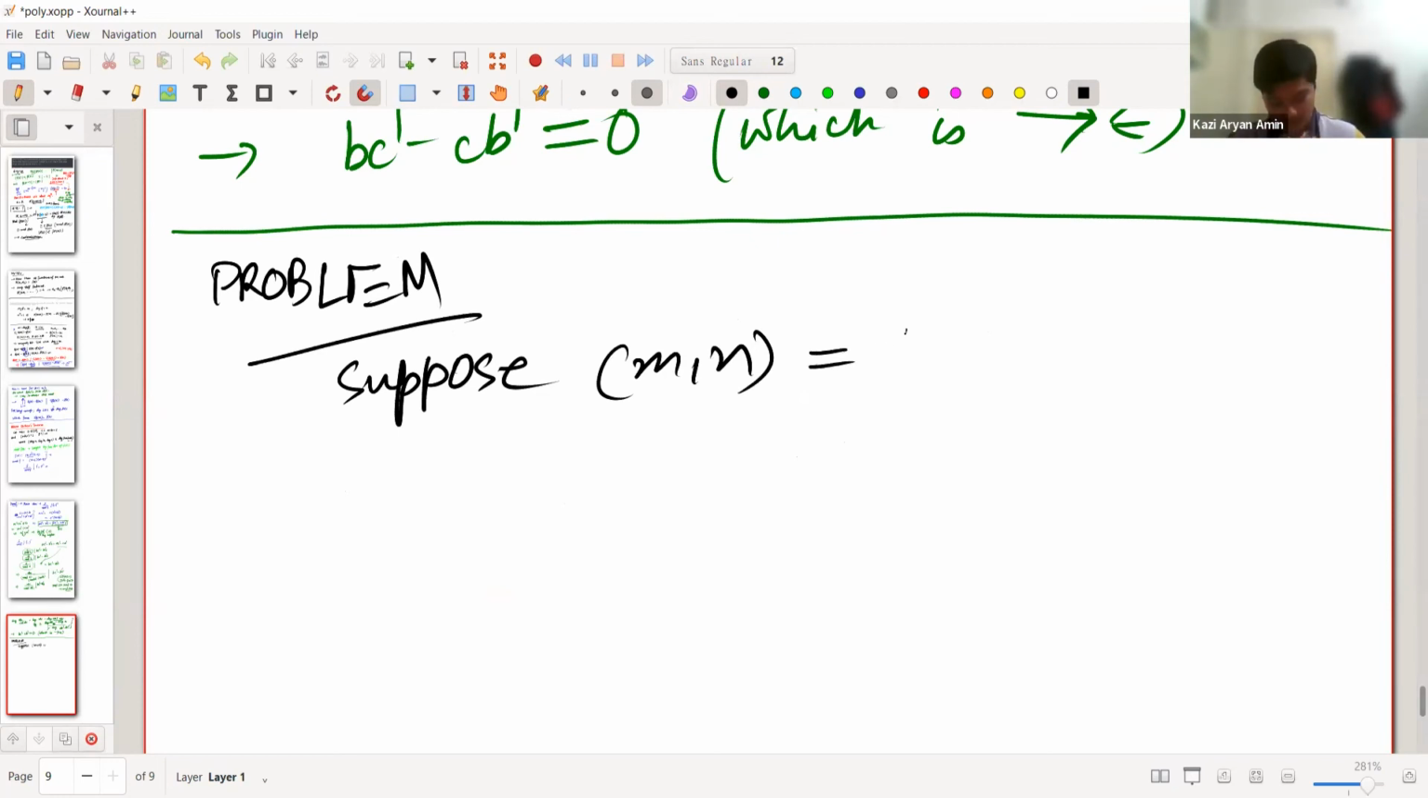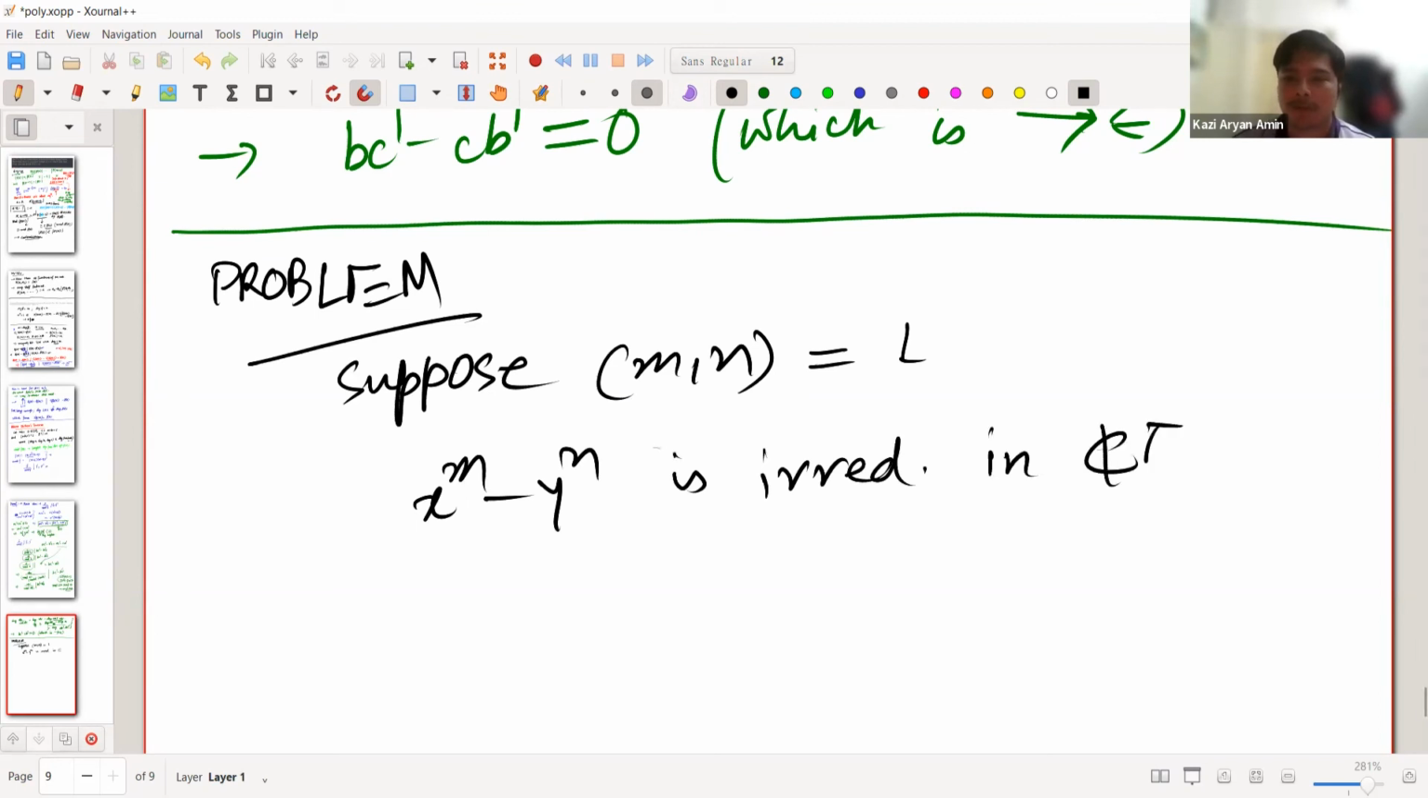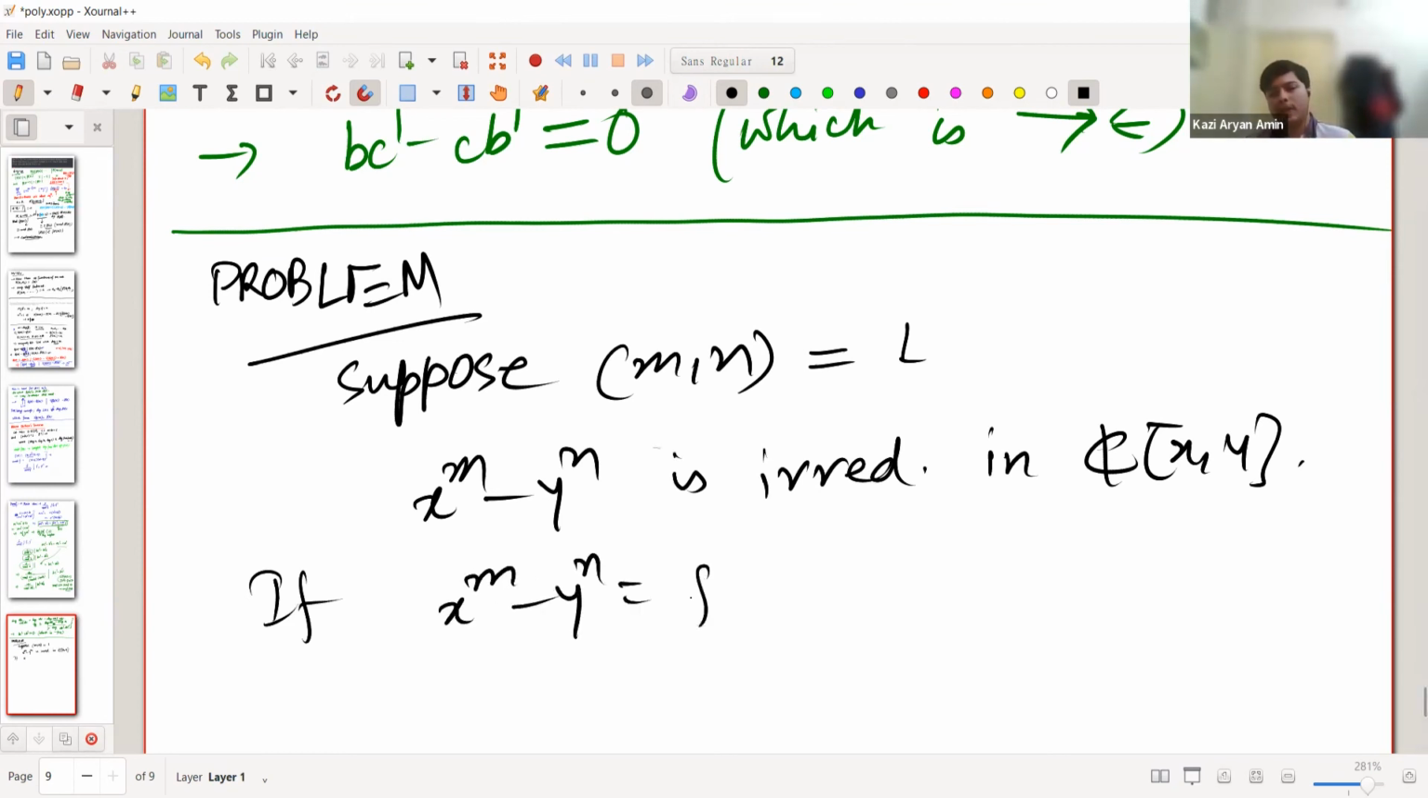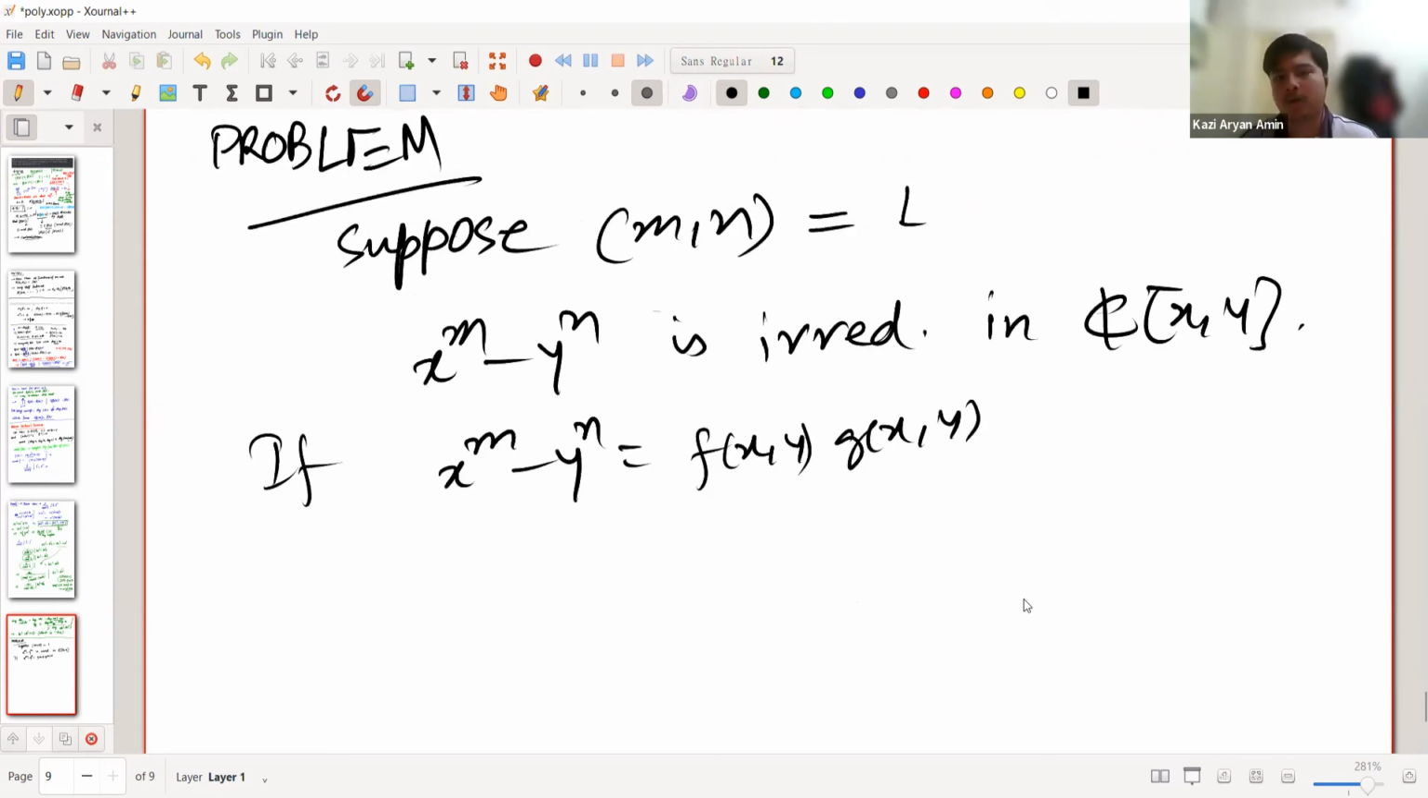Suppose m, n are relatively coprime integers. Prove that x to the power m minus y to the power n is irreducible in C[x, y]. So what this basically means is that if x to the power m minus y to the power n equals f of x comma y times g of x comma y for some bivariate polynomials f and g with complex coefficients, one of them is a constant. So does the problem make sense?